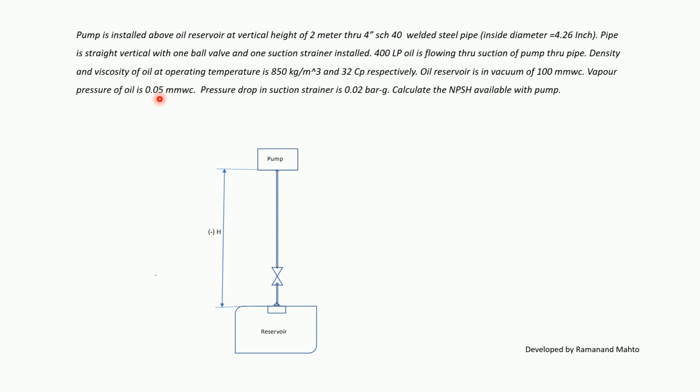Vapor pressure of oil is considered 0.05 mmWc. Pressure drop in suction strainer is 0.02 bar gauge. Calculate the NPSH available with pump. So this is the problem. Now we have to calculate NPSH based on this information.